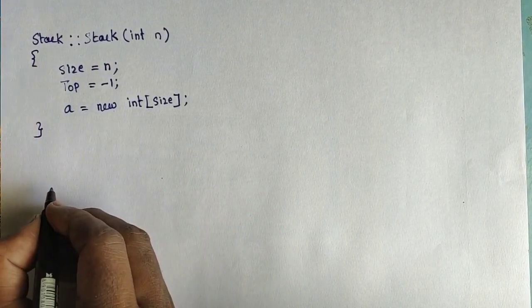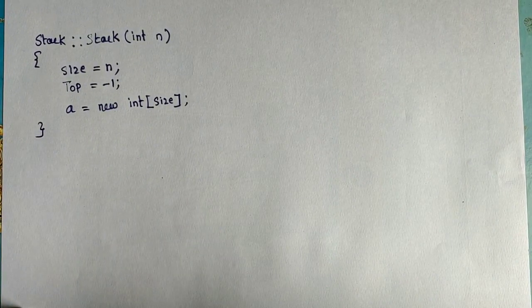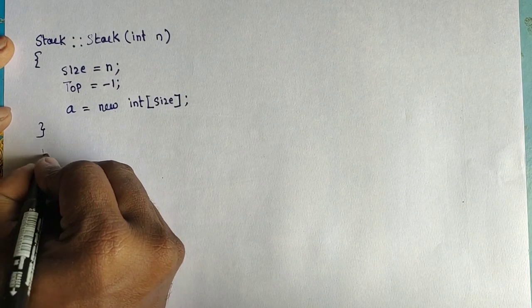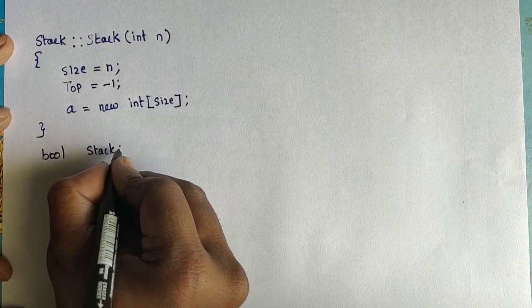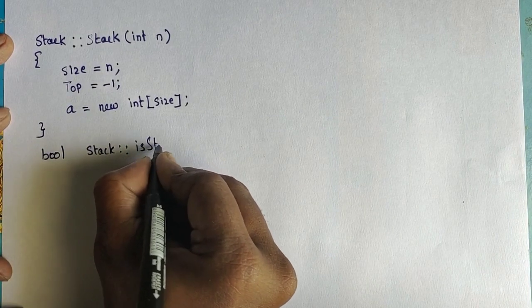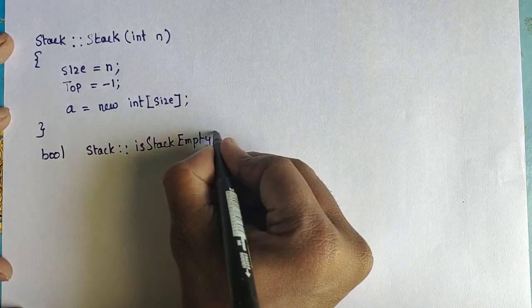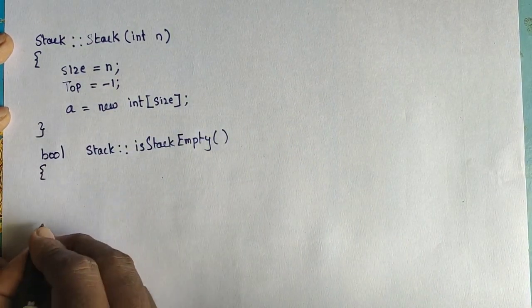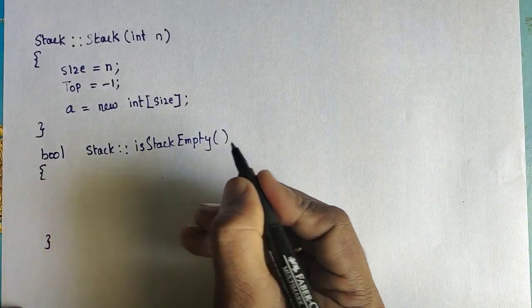The next one is, I need to define the operations one by one. First we will start with is stack empty, is stack full, and then make stack empty. First, the return type is Boolean, and the stack scope resolution is stack empty, and there is no input. And then the definition. So what is this operation going to do?